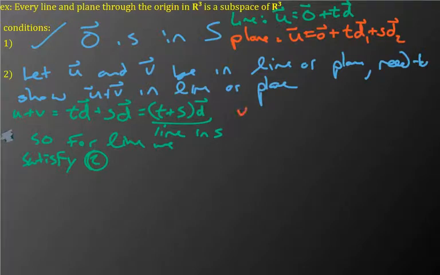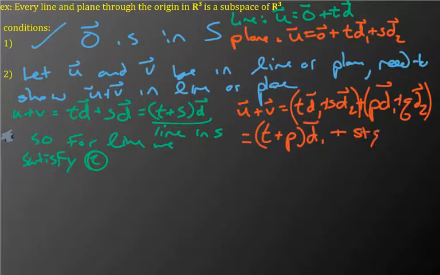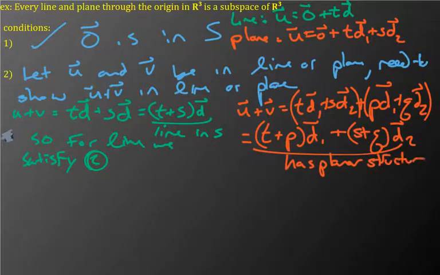If you do u plus v, then you would be inserting t d1 plus s d2. That's u, right? And then you're going to input, so I'll kind of group it, that's u, and then we'll have p d1 plus q d2. And then it's the same kind of trick. We're going to group the d1s. We have t plus p times d1 plus s plus q times d2. And then this thing has planar structure. And not just any planar structure, but the specific direction vectors, right? So it's that specific plane. So u plus v is in S, right?